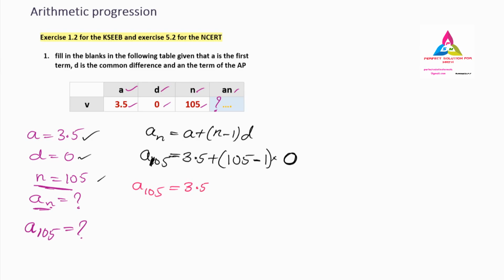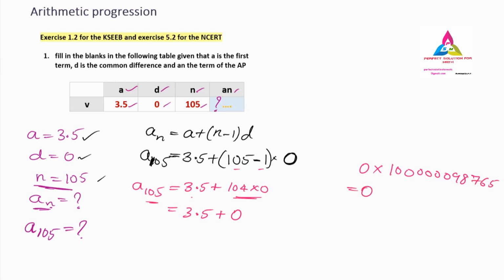3.5 we will write as it is because it is addition. Now no need to shift to the other side because the unknown is already on the left-hand side only. So plus 105 minus 1 is nothing but 104 into 0. By the BODMAS rule we have to multiply first, then add. So 3.5 we will keep as it is, but we will multiply first. 104 into 0, how much? That is nothing but 0 only.